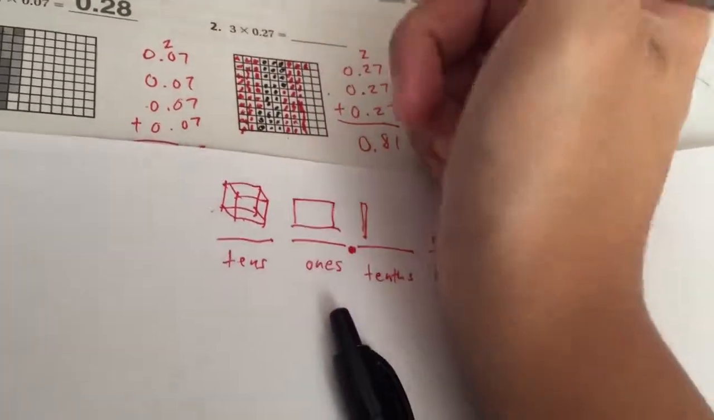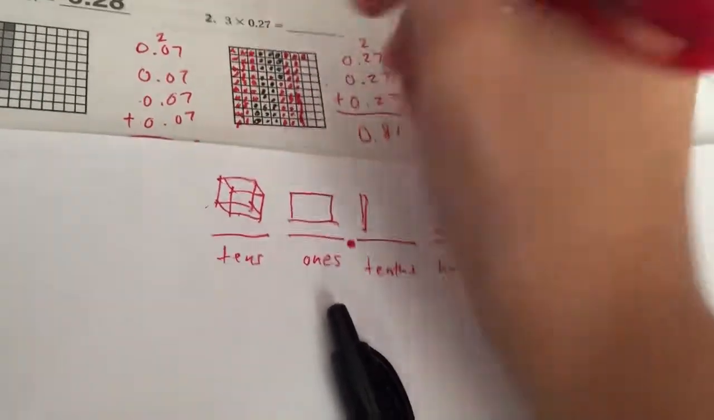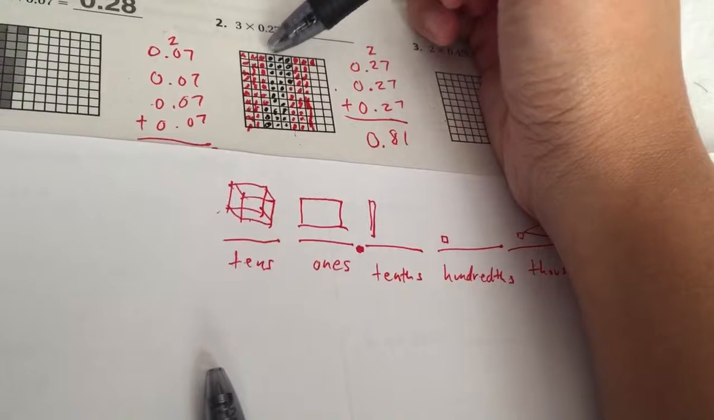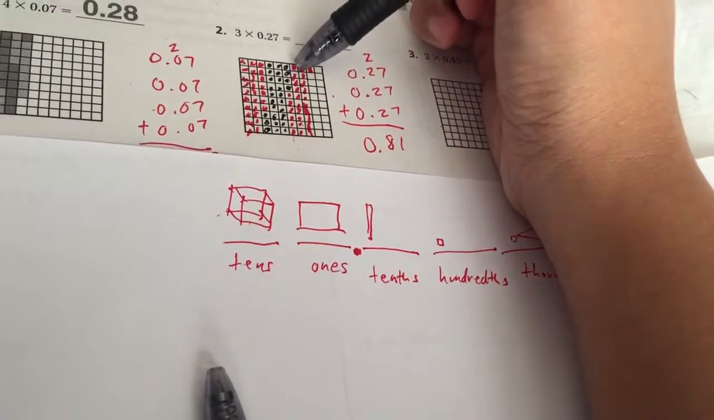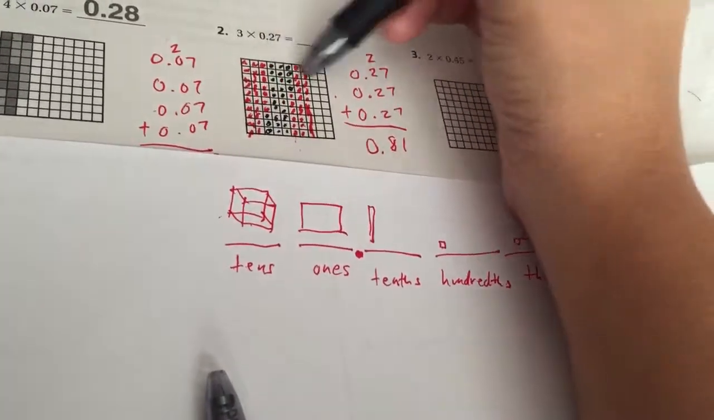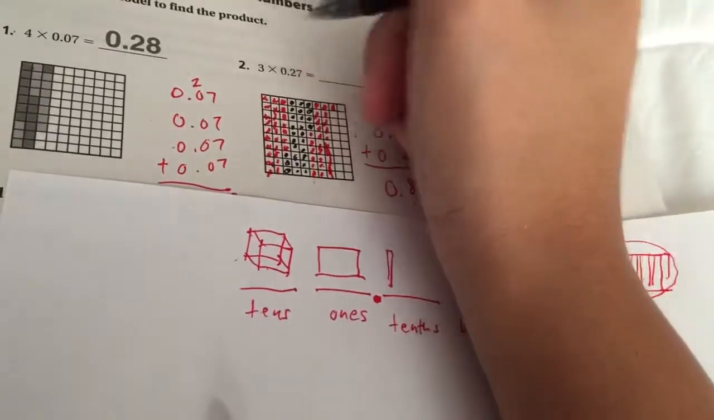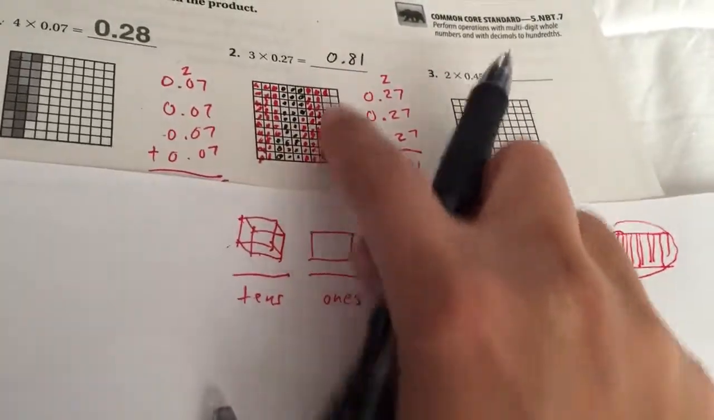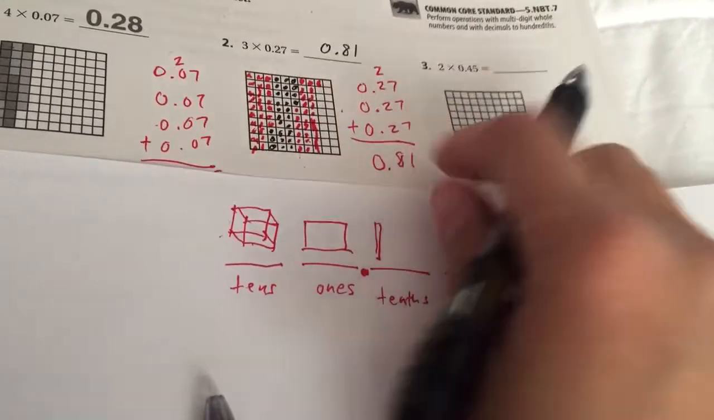And all in all, I colored in 27 hundredths 3 times, and I got 10, 20, 30, 40, 50, 60, 70, 81. 81, and these are the hundredths. So my final answer is 81 hundredths. And you can see here, I colored it in, I used addition.